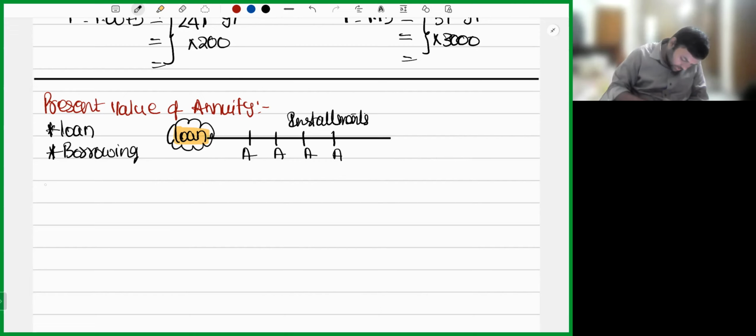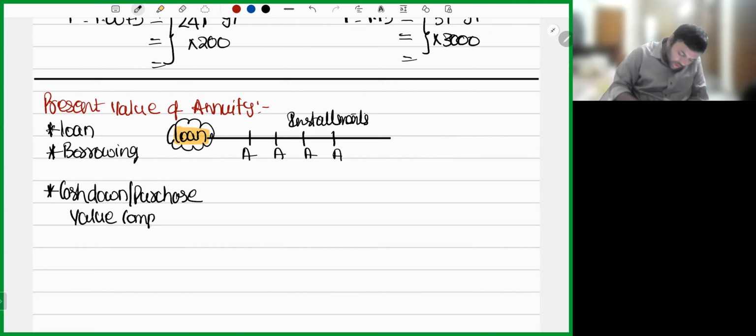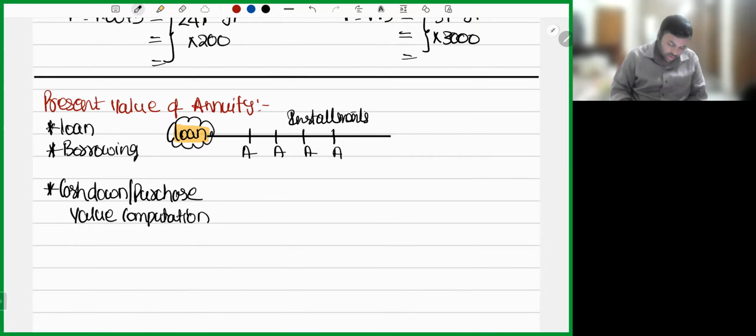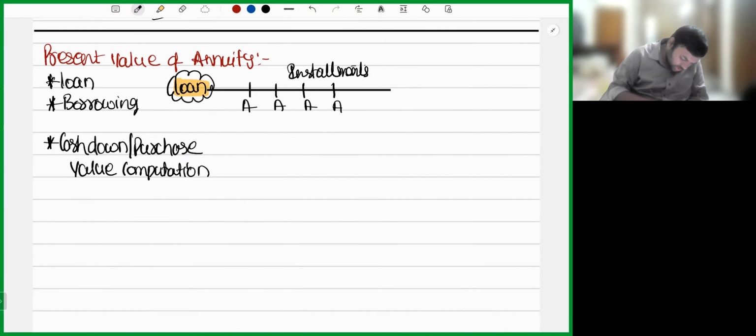Okay. Next, in case of cash down and purchase value computation, you will be using present value. Sir, what is cash down? I'll tell you while doing the sums. Don't worry, we have a good number of sums. At that time, we'll discuss what cash down is. In case of pension, the whole commuted pension. Sir, what is commuted pension? That also I'll let you know.